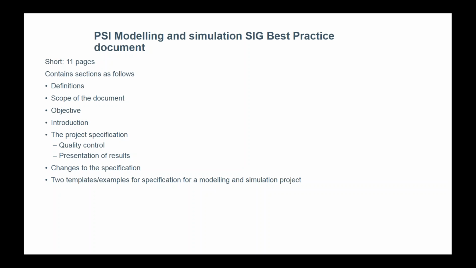It has those definitions. We declare the scope of the document and its objective. We have an introduction, the project specification. We cover changes to the specification, and we also include in the document, and I urge you to download these as well as the paper itself, 2 templates or examples for specifications for a modeling and simulation project. Our objective here was to make life easy for anyone who did want to come up with a specification for a modeling and simulation project, and we hope that these may do so. A little bit more about those later on.